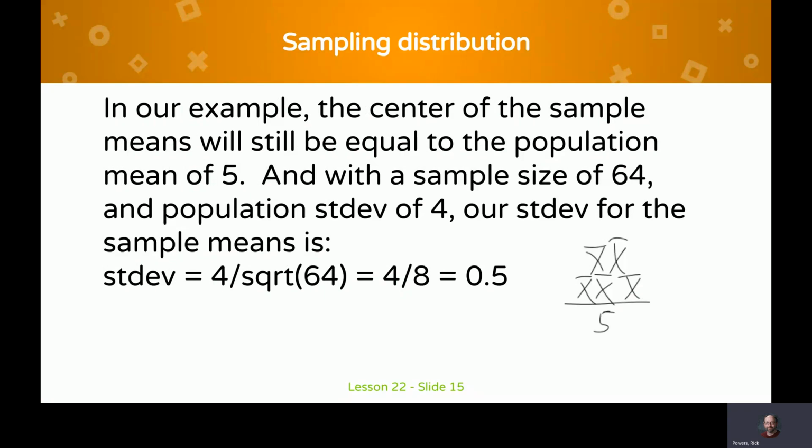In our example, the center of the sample means will still be equal to the population mean of 5. And with a sample size of 64 and population standard deviation of 4, our standard deviation for the sample means is 4 divided by the square root of 64, which is 4 divided by 8, which is 0.5. So you see a 5, which is the center of the sample means, and then they are pretty close to that.